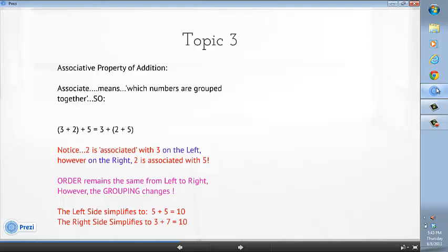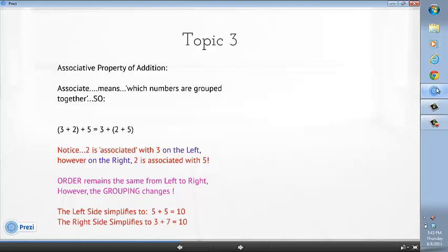Now we're going to switch gears to the associative property. And associative is like your associates, or which numbers are grouped together. Your associates are your friends, and you group together in the hallway. Well, a number's associates are who they're grouped with, so you have grouping symbols surrounding them.